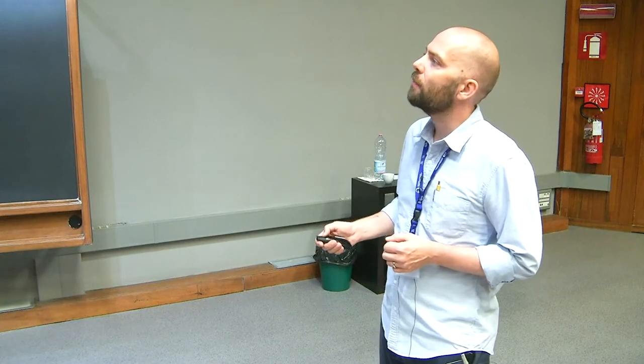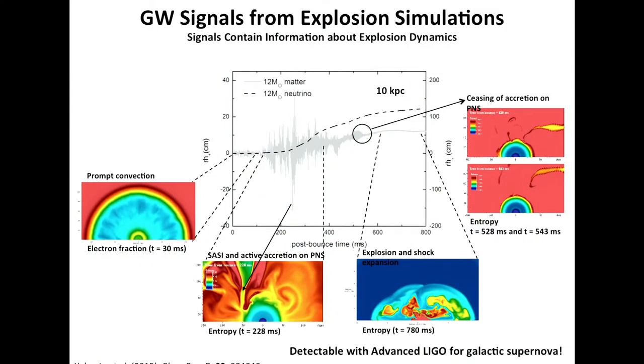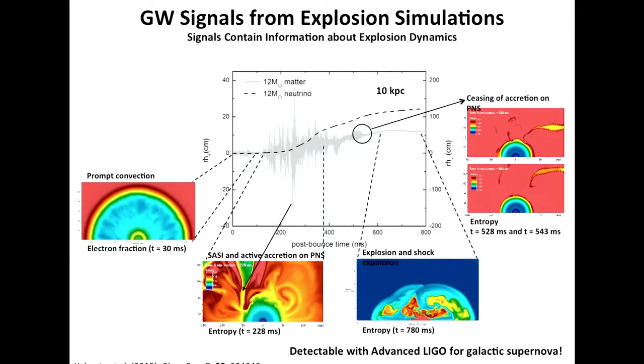And you can see the supernova dynamics imprinted in the gravitational wave signals. Initially, as the shock expands into the stellar mantle, it sets up a configuration that is unstable to convection. This is prompt convection that dies out quickly, and you can see this in the signal. Then there is a quiescent phase until the neutrino-driven convection or the standing accretion shock instability sets in. So there are flows that impinge on the proto-neutron star and induce oscillations in the proto-neutron star, and they lead to the strongest part of the signal.